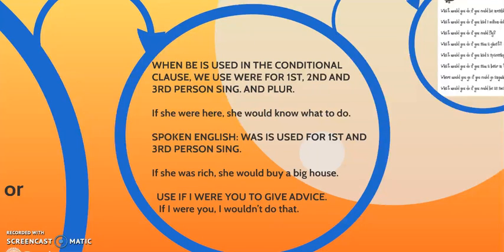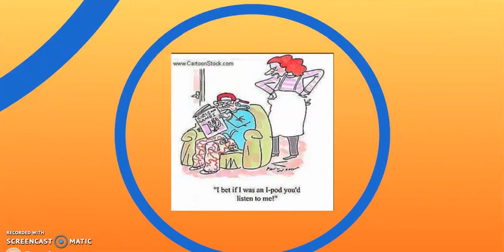Okay, so when we use the verb to be in this type of conditionals, we always tell you that we use were for the first, second and third person singular, therefore I, you and he, she, it, and the plurals we, you, they. However, in spoken English, they tend to use was for the first and the third person singular. If she was rich, she would buy a big house. We also use were when we want to give advice. If I were you, that's, let's say, kind of a fixed expression. Right, take a look at the example.